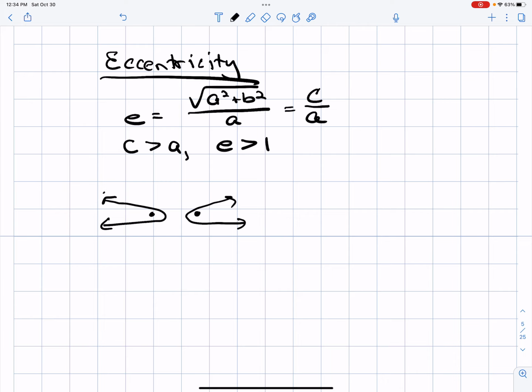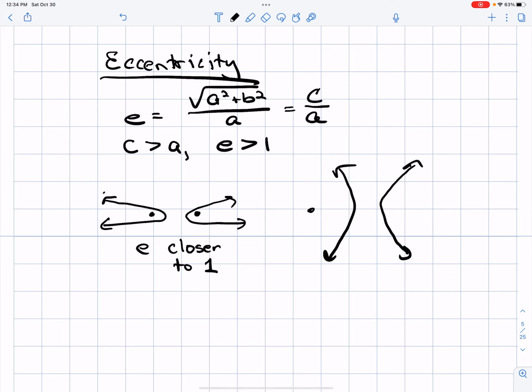Here's your foci. E is closer to 1. Let's say your hyperbola are not narrow. Something like this, your E further from 1. So it is telling you a bit about how narrow or how wide your hyperbola is. The bigger your E, the wider your hyperbola, and the further away from your hyperbola, you'll see your foci.